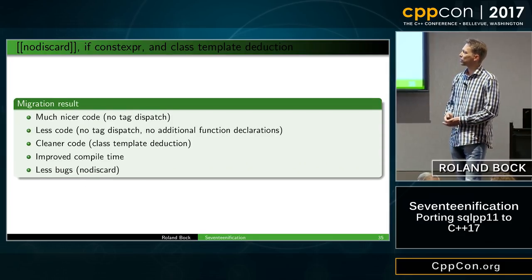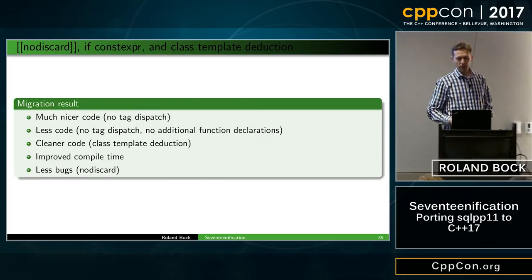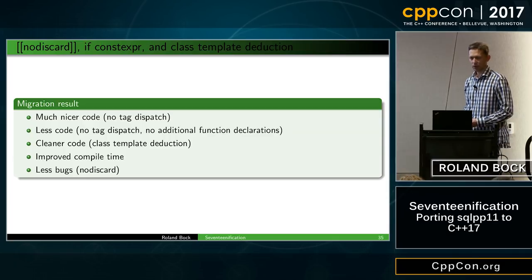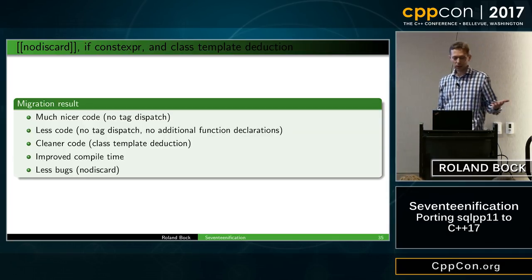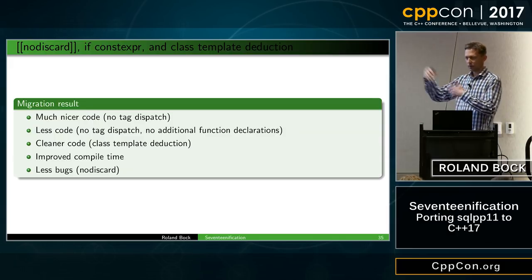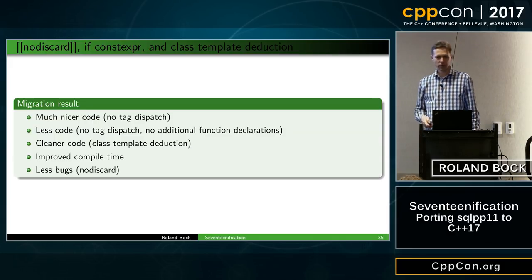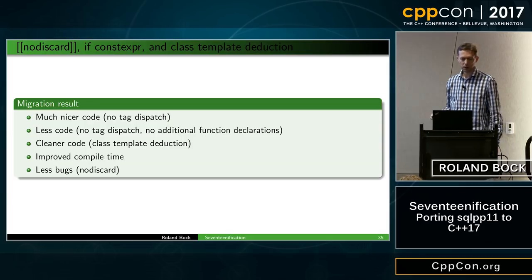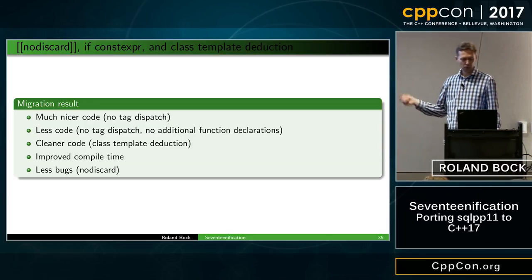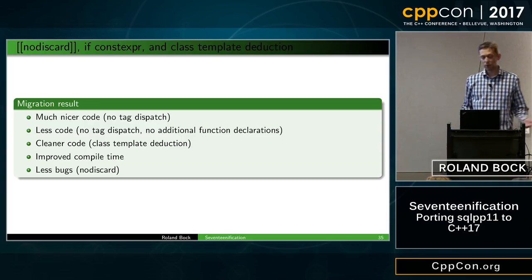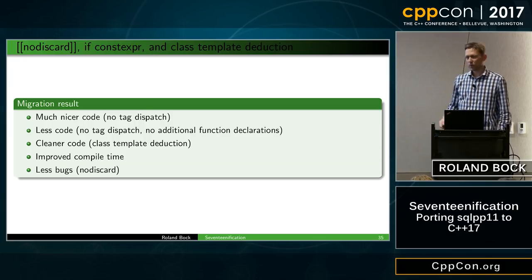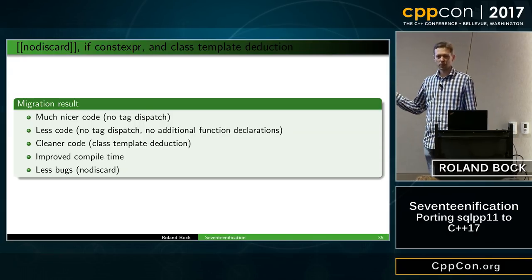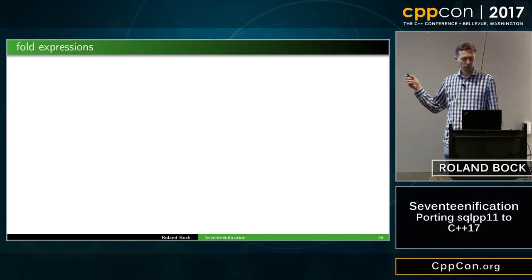Okay. So, as I think everybody's seen, this results in much nicer code, much less code, cleaner code, because you don't have all this additional rubbish that you have to care about with template parameters, and decay and whatnot. There is improved compile time because you don't have all these additional template instantiations, and fewer bugs. Users have fewer bugs with these.